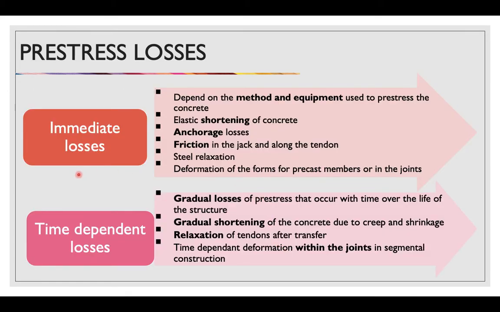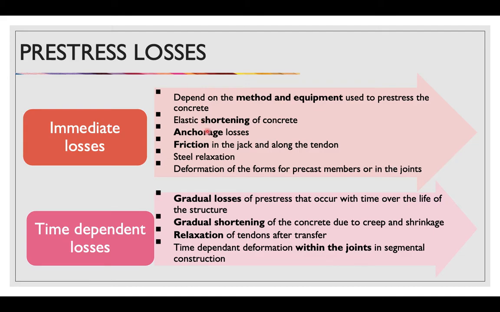Okay, so the pre-stress losses can be categorized into two, which are the immediate losses and also the time-dependent losses, right? So, what is immediate losses? For immediate losses, it depends on the method and equipment used to pre-stress the concrete, right? Usually this is considering the transfer stage, whereas we are transferring the pre-stress force to our concrete, right?